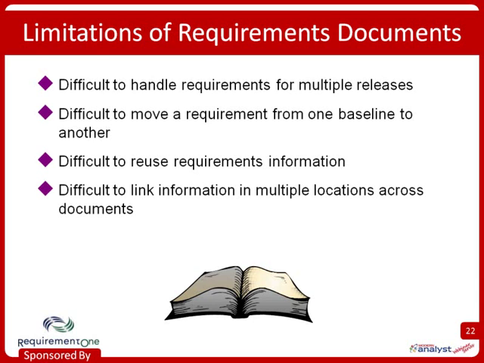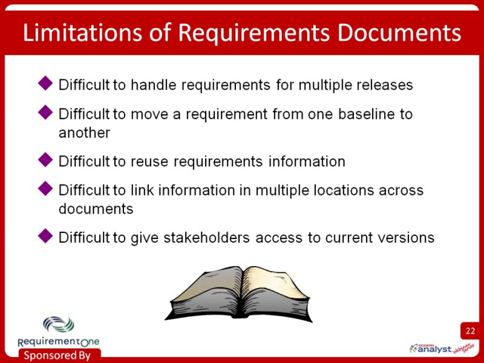And if you have something that appears in multiple locations, like maybe a higher level business requirement in a vision and scope document, and then some detailed functional requirements in a requirement spec, how do you link those together? It's not easy to do. And it's hard to make sure everybody always has access to the current version of the document.